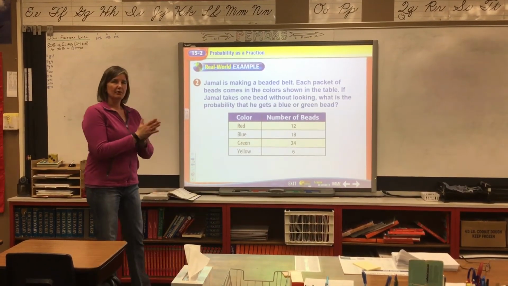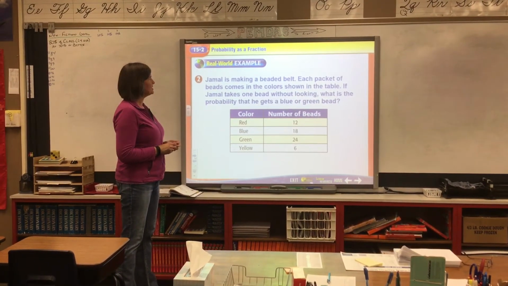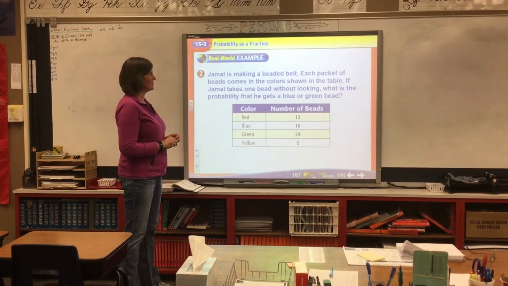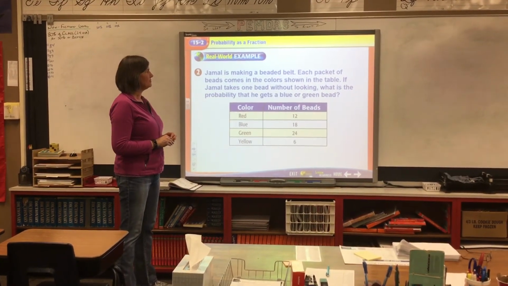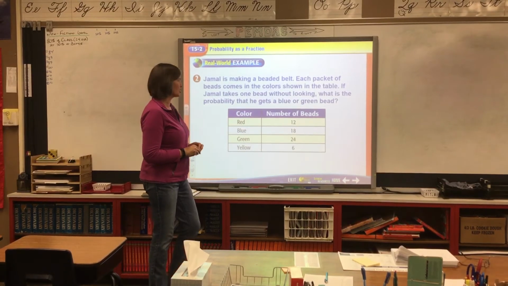Here's another example of probability using a fraction. Jamal is making a beaded belt. Each packet of beads comes in the colors shown in the table. If Jamal takes 1 bead without looking, what is the probability that he gets a blue or a green bead?